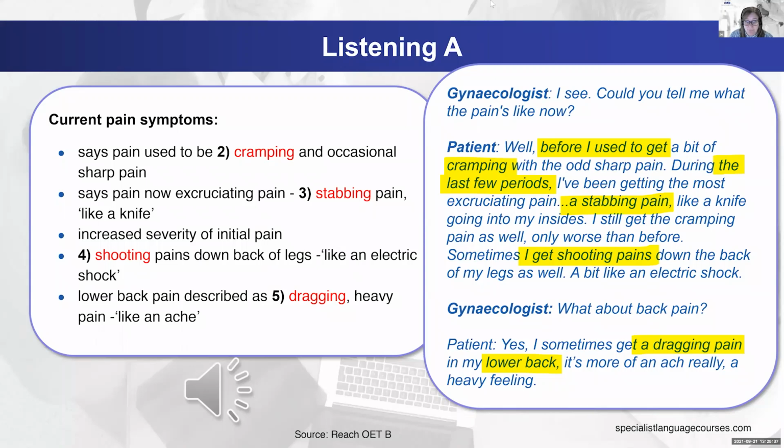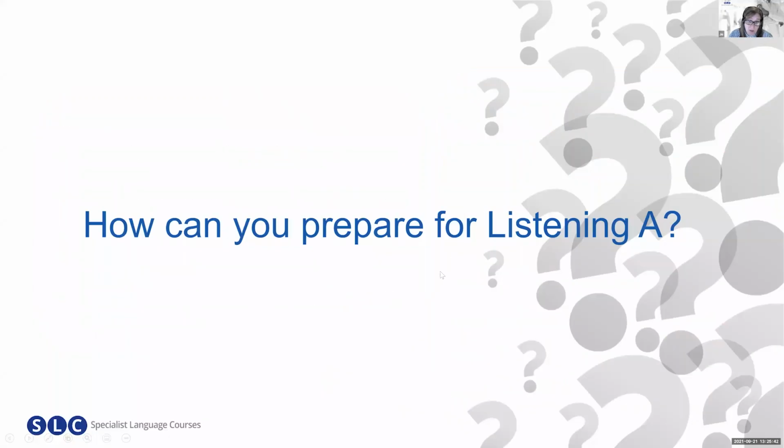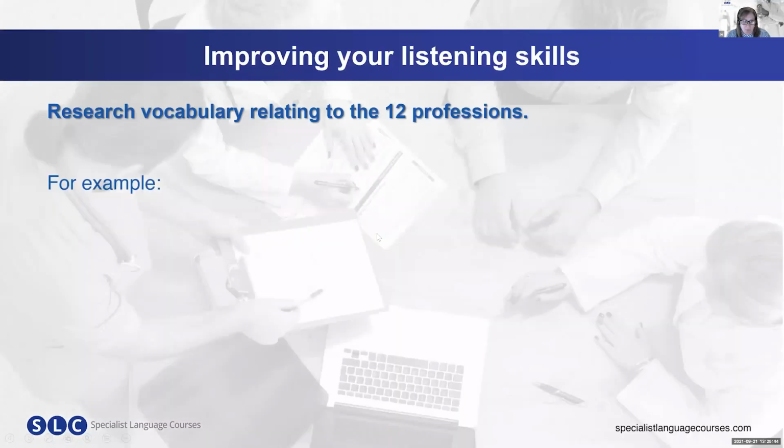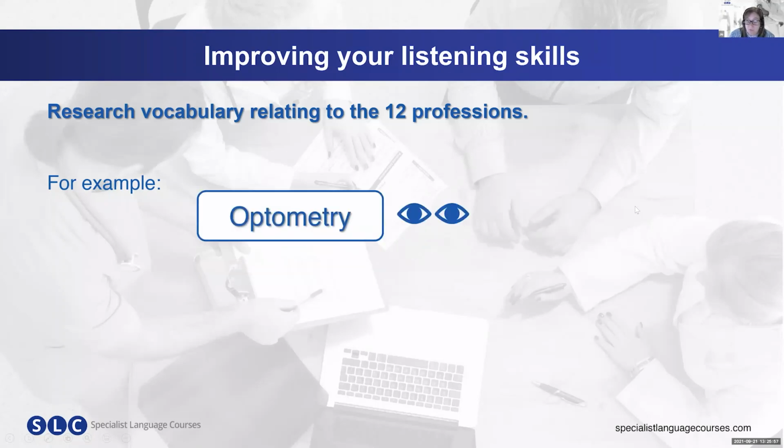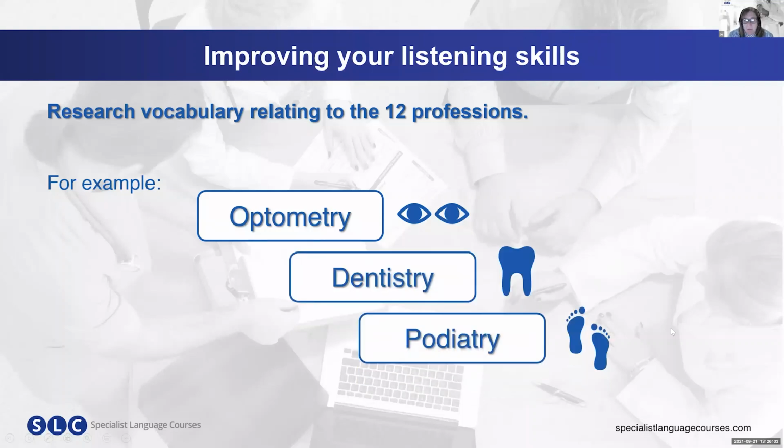Okay, so how can you prepare for Listening A? One thing that's quite good to do is research vocabulary relating to the 12 professions, because you could hear a consultation that's not to do with nursing or medicine, which you might be familiar with. So for example, optometry, words and phrases to do with eyes, dentistry, podiatry could come up, many more. You can have a look at the OET website for which are the 12 professions, and notice common conditions and symptoms and how to spell them so that you're prepared.